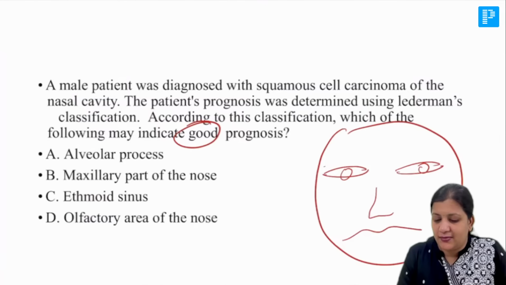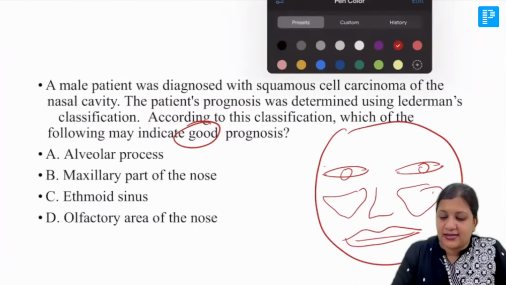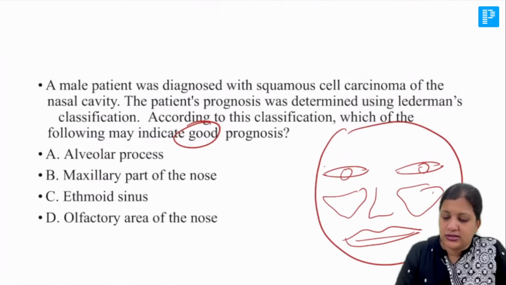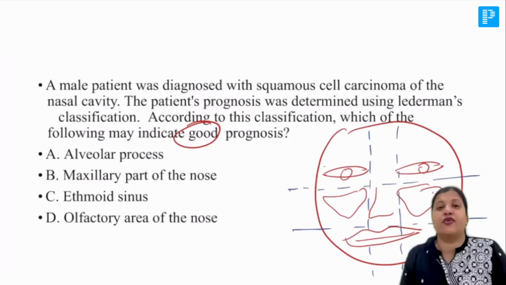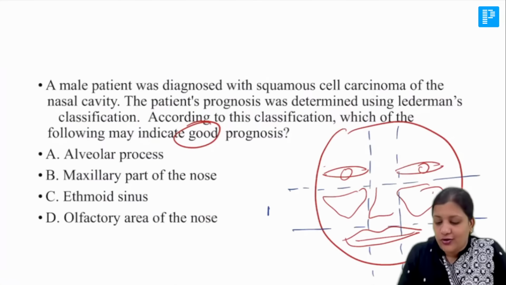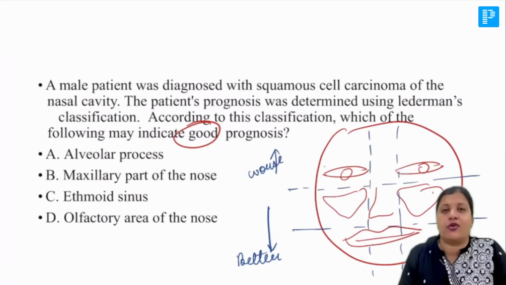So what is Lederman's classification? You should know. Lederman's classification basically involves two vertical lines that we draw imaginarily from the medial canthus of the eye, and two horizontal lines, one from the floor of the orbit and one from the floor of the maxilla. Lower the malignancy, better is the prognosis. Higher the malignancy, worse is the prognosis.